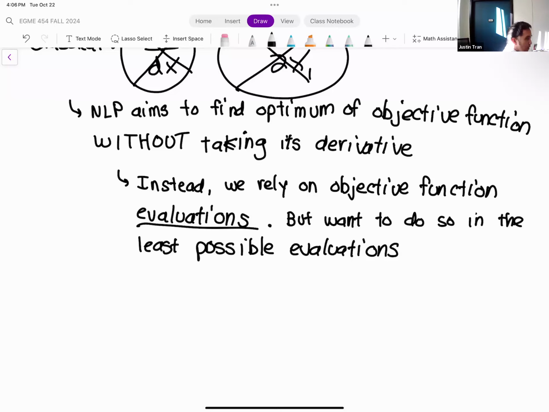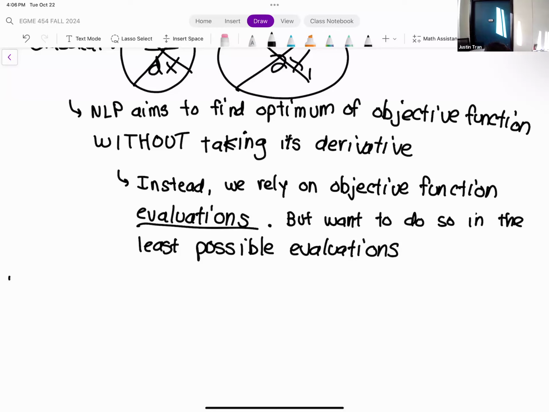All of our algorithms aim to choose where we evaluate our function a little more intelligently or strategically, so that we can obtain the optimum in the least amount of tries possible.